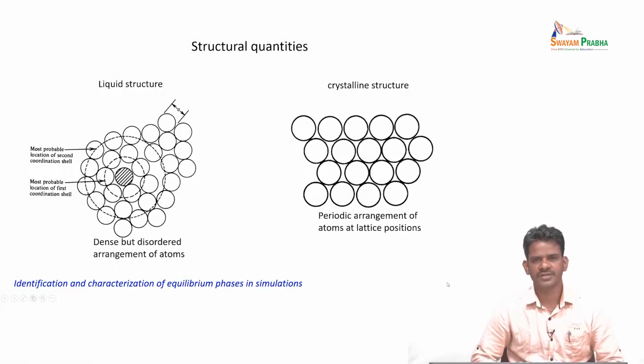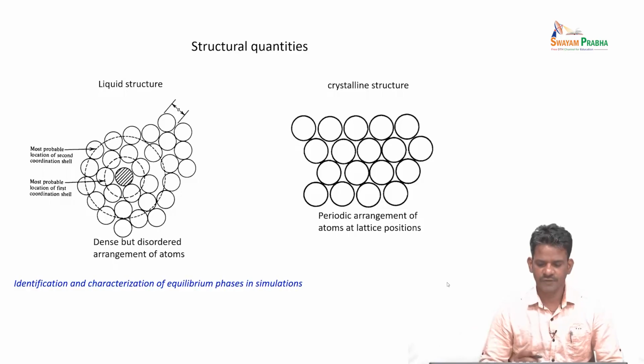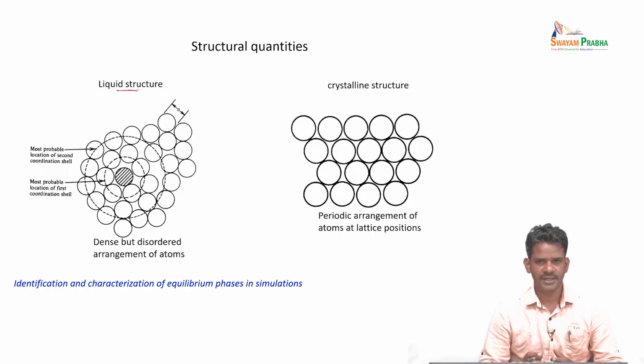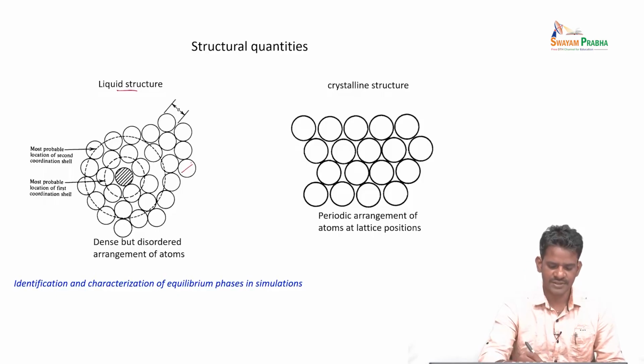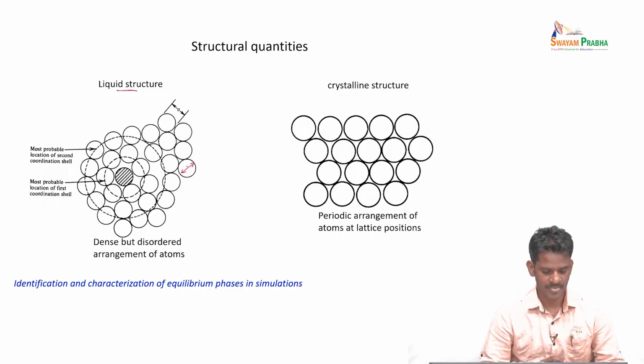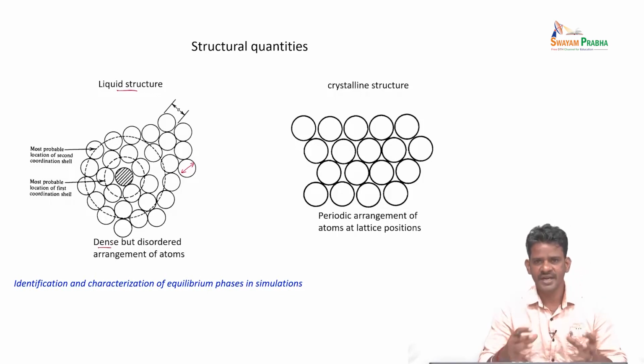So, what do I mean by structural quantities or structural information? If you think about a liquid structure, you can imagine it as a dense collection of particles, in this case atoms or molecules, which are shown as simple circles here in 2 dimensions, but in 3 dimensions they are supposed to be spherical systems. They are very dense in the sense that you see many neighbors around, but there is no particular translational order in such a system.